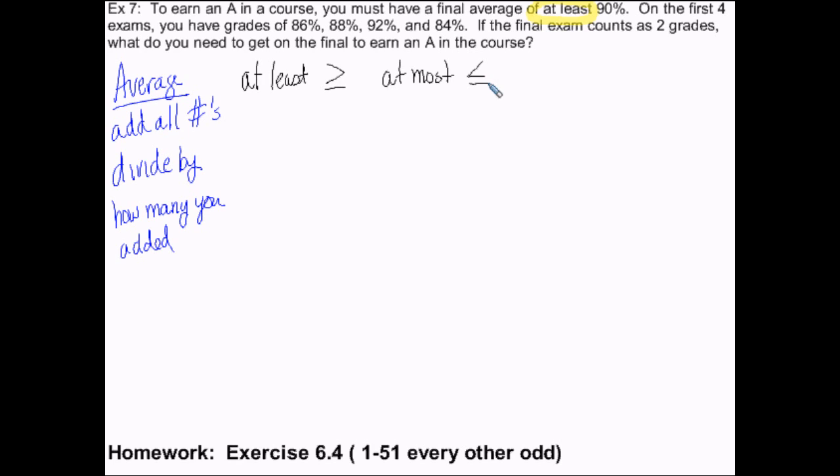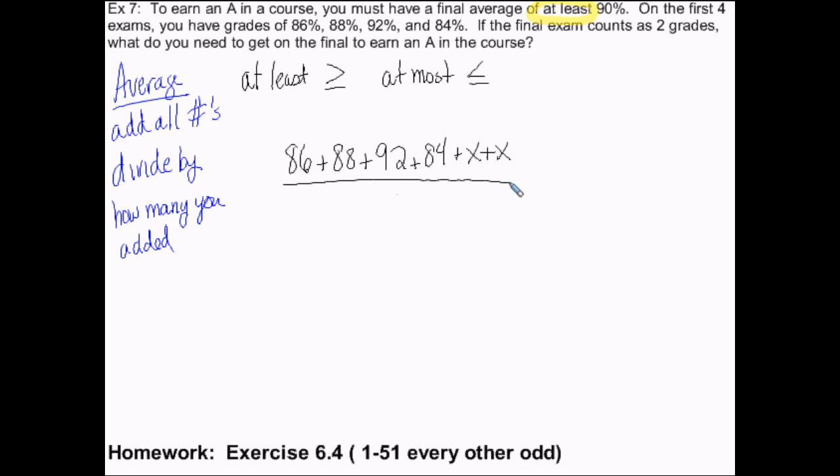You have 5 tests. On the first 4, you have 86, 88, 92, and 84. Then the final exam counts as 2 grades, so it counts twice. What do we need to get on the final to earn an A in that particular course? Okay, so I have an 86, an 88, a 92, and an 84, and the last test counts twice.